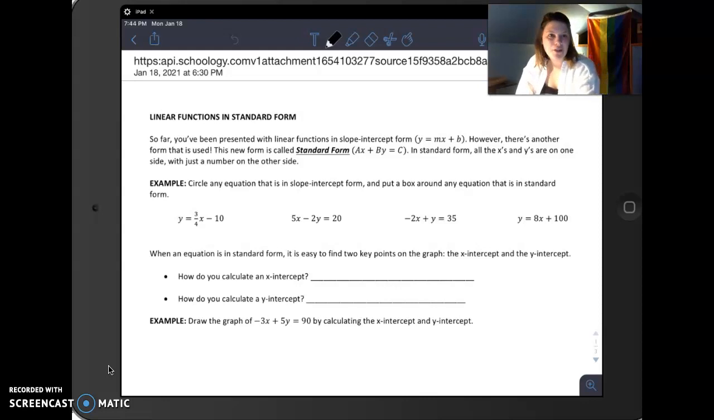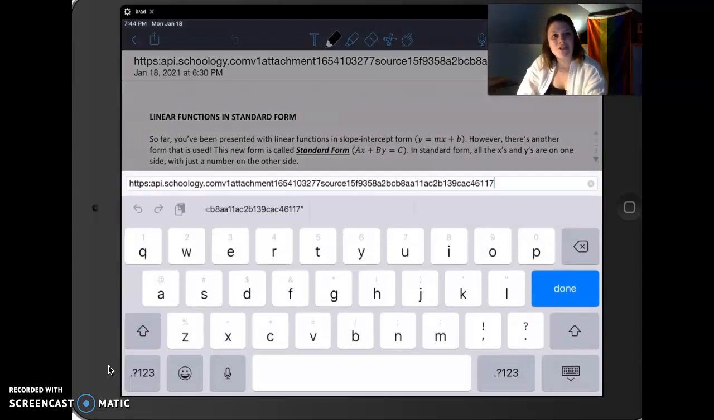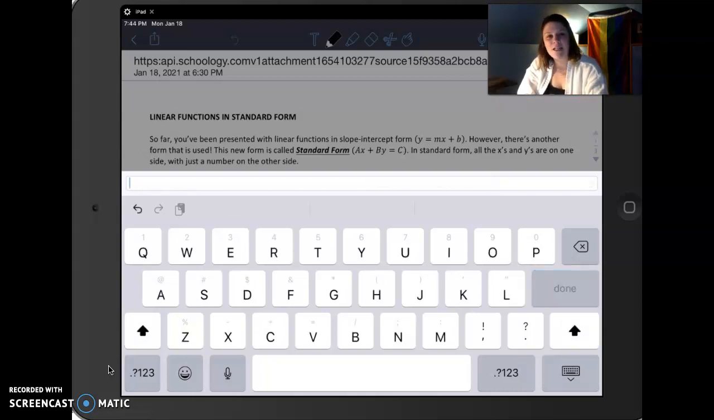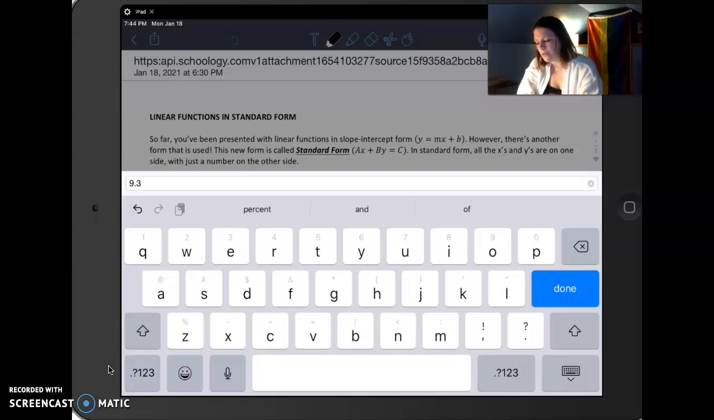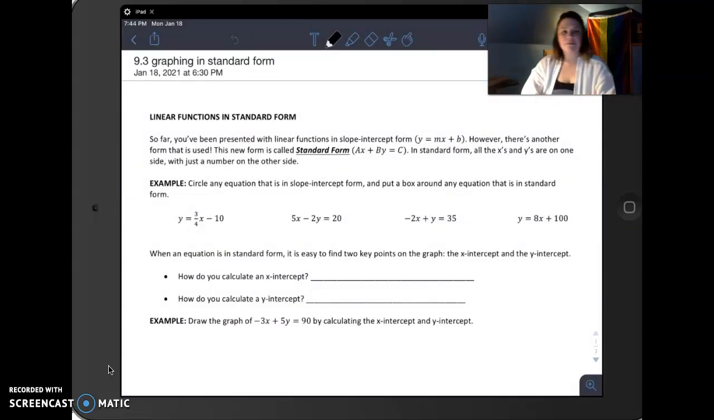One thing that I noticed when I loaded my lesson PDF into Notability this week is that it popped up with a weird name. Maybe that happened to you, maybe it didn't, but here's a little reminder. If you tap on the name of your document in Notability and then click the little X on the right-hand side, you can get rid of everything. This is lesson 9.3, and you could just put 9.3. That would make it organized for you, but you could put graphing in standard form as your title if you would like. I just want to make sure that you know what lesson we're on.